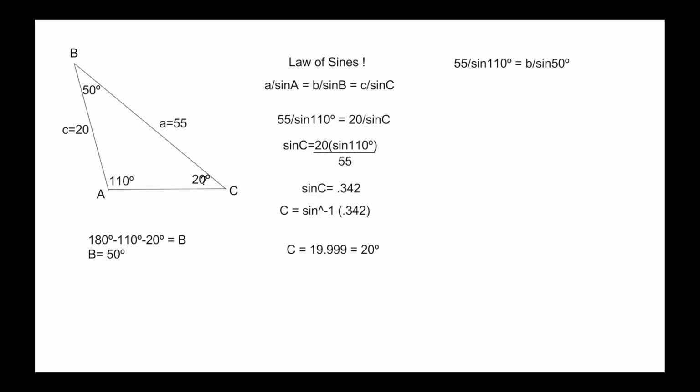So I just plugged in the numbers, and we want to isolate this equation for B, which I do by multiplying by sine 50, which is going to make the equation look like this, and it's going to give us B equals 44.84, and now we've got all the measurements for our triangle.